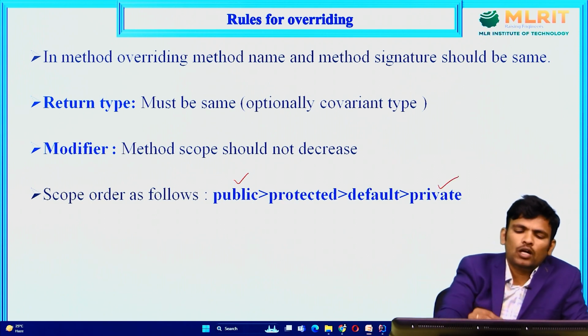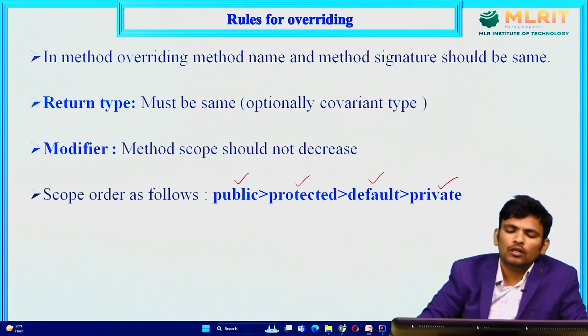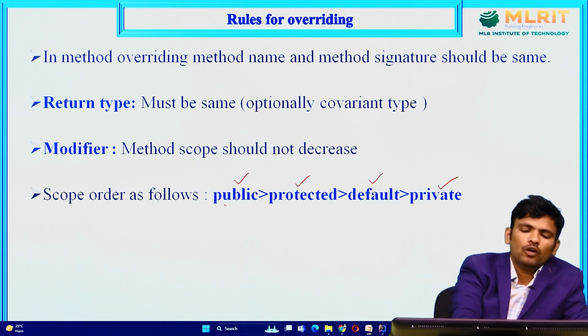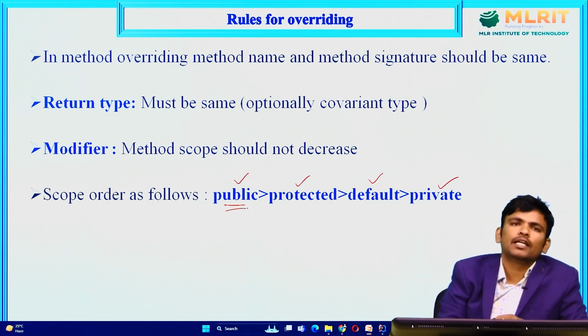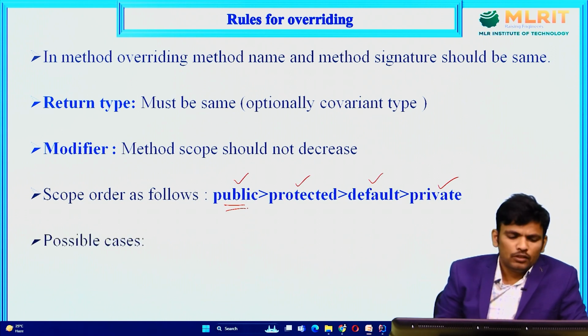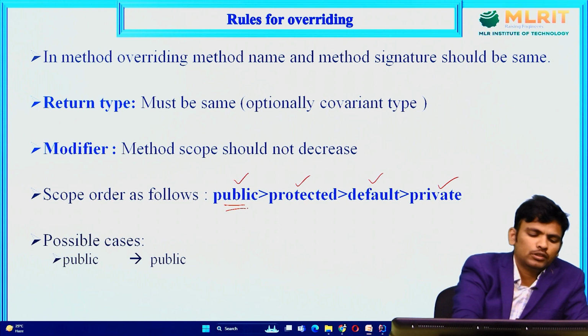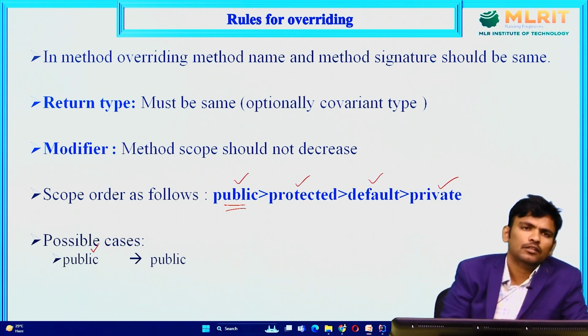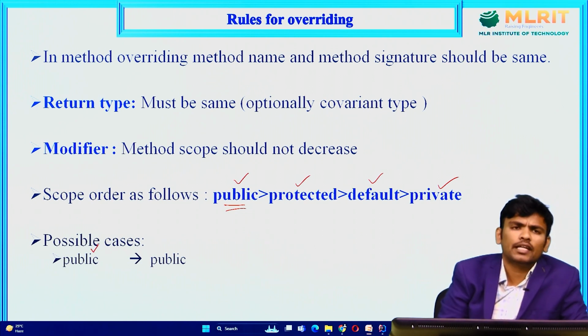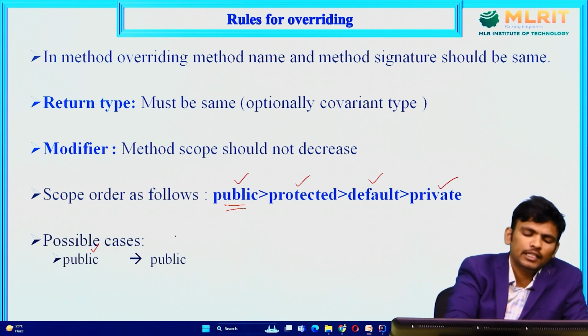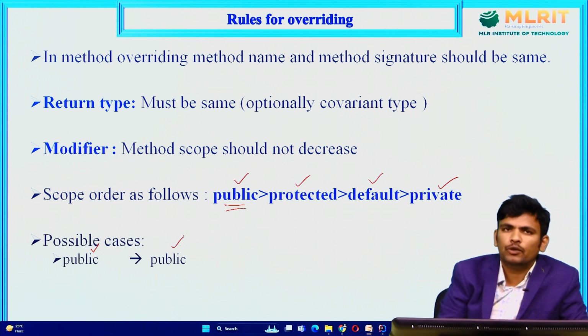Okay, so after public, protected has more scope, and after protected, default has more scope. Now, in the parent class M1 method, suppose you are taking public, then inside a child class there is no option, compulsorily we need to take public only. So these are the possible cases. Suppose the parent class method is taking the public modifier, inside a child class compulsorily public only we need to take.